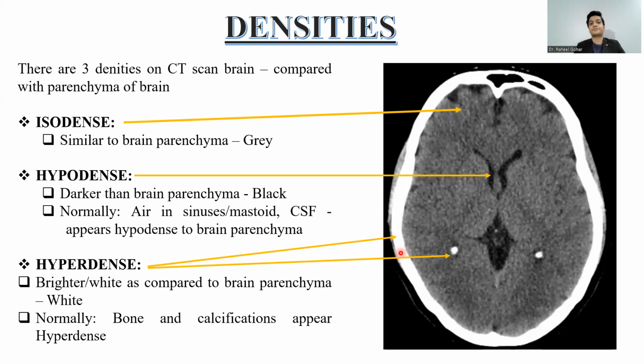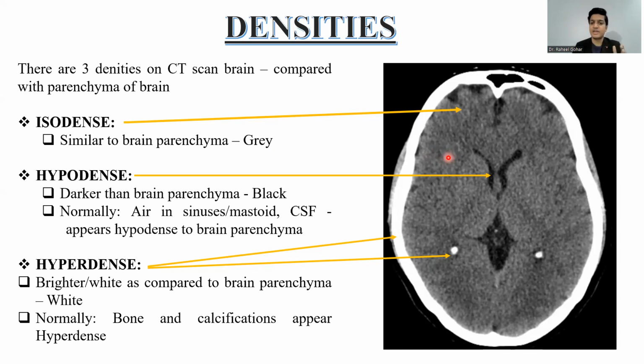So basically, when we are seeing a CT scan brain plane, there are three colors which you can visualize here. The first color is black, as you can see here. Then we have a gray color, and then finally the white color. So there are three densities on the CT scan brain plane. Whatever the pathology is, if it is appearing gray in color like the brain parenchyma, then we call it isodense, meaning it is similar to the brain parenchyma.